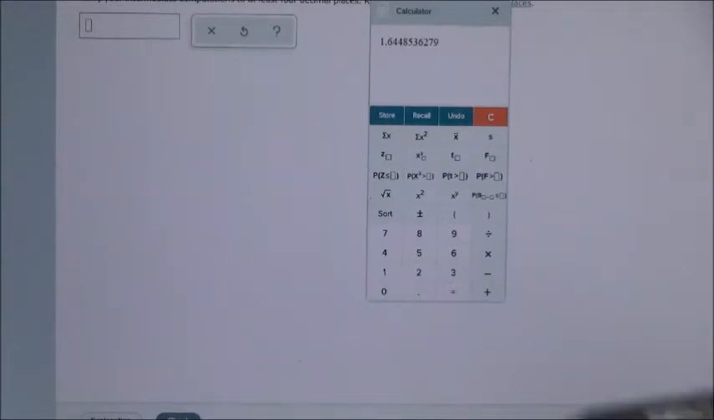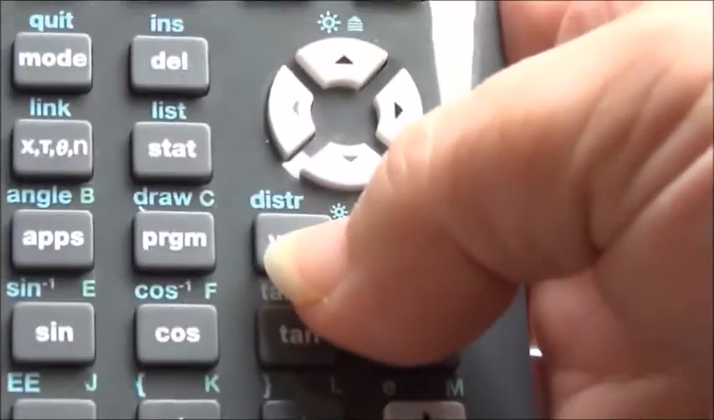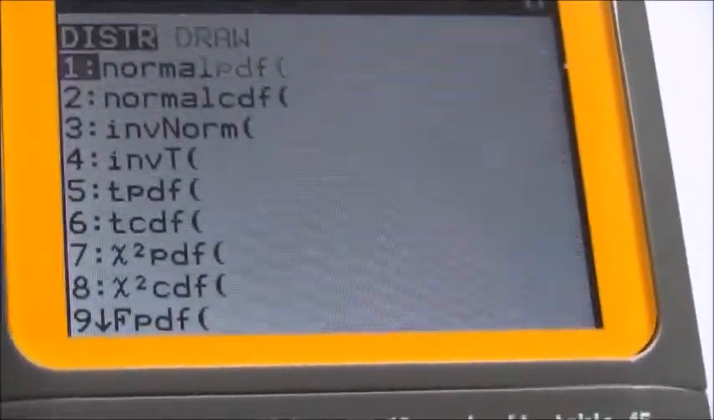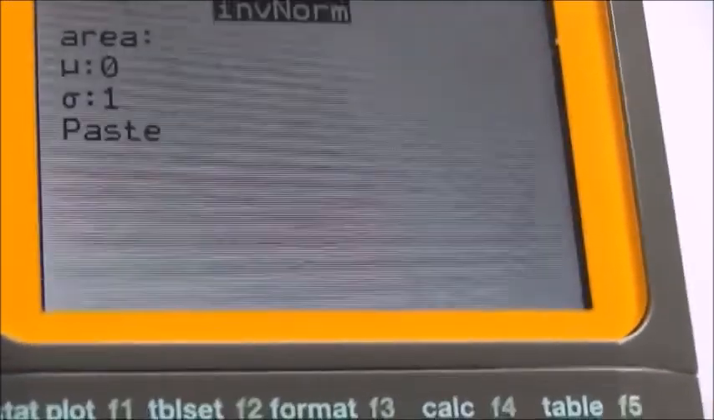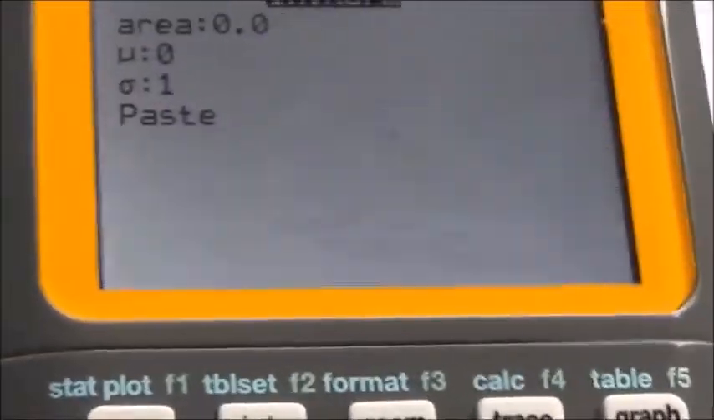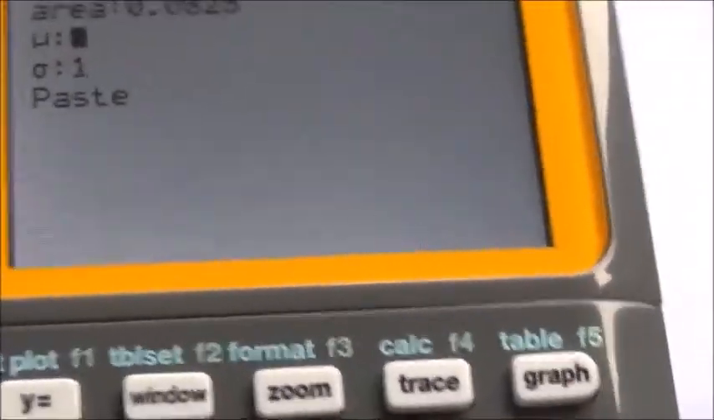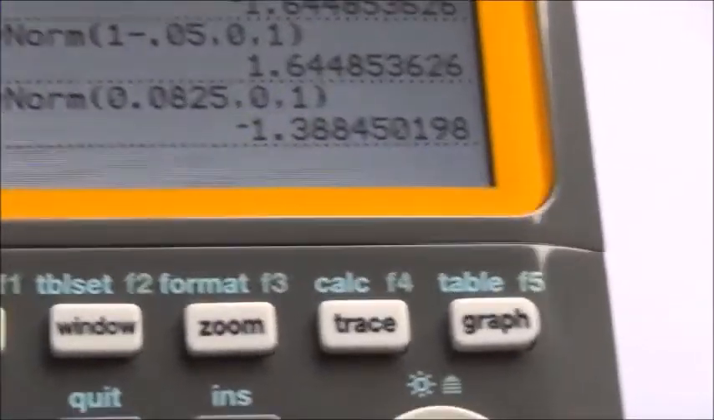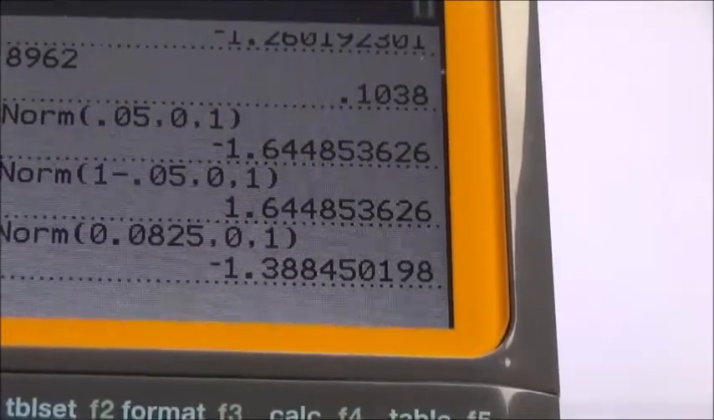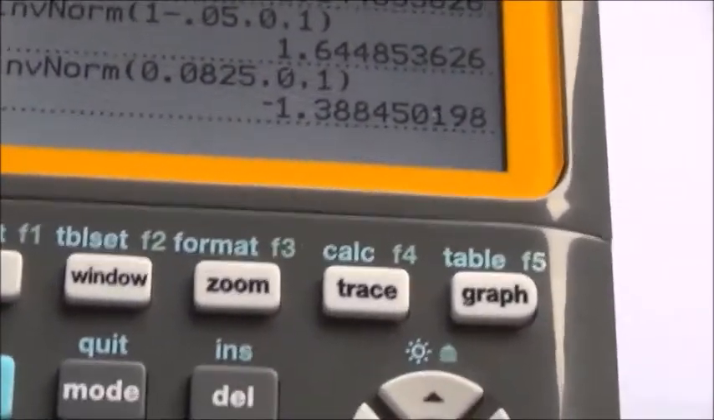Again, I'm just going to use my inverse normal. And so I'm going to use the second function and the vars key to get my distribution menu. I'm going to do the number 3 for the inverse normal, and I am going to find the area that is to the left of 0.0825. And when I enter, my z-score that corresponds to that is negative 1.39, because I have to round that off to 2 decimal places, negative 1.39.